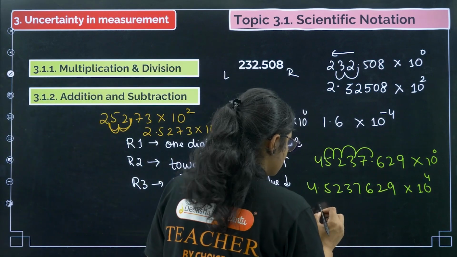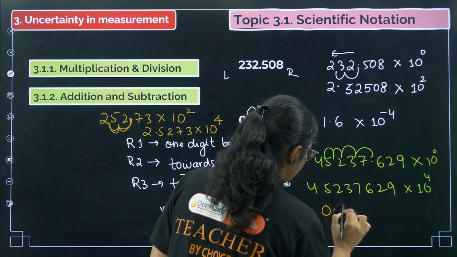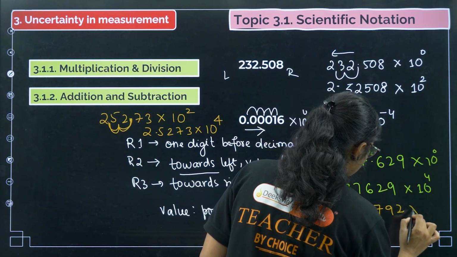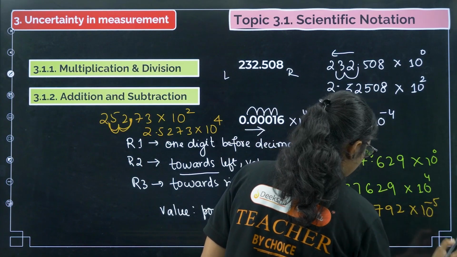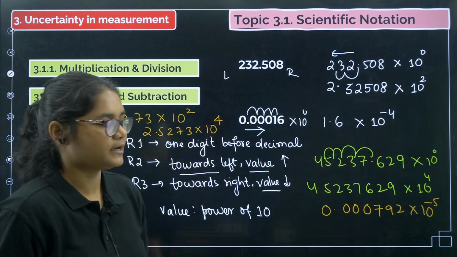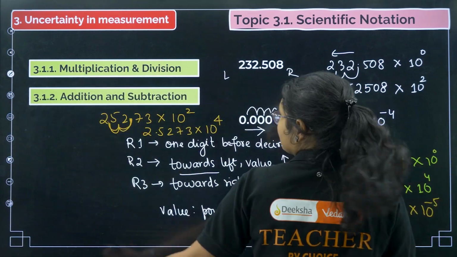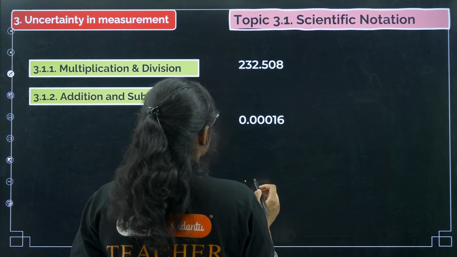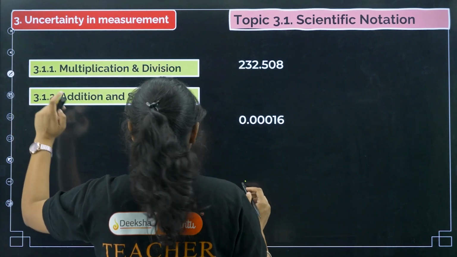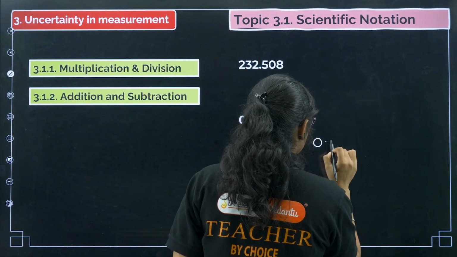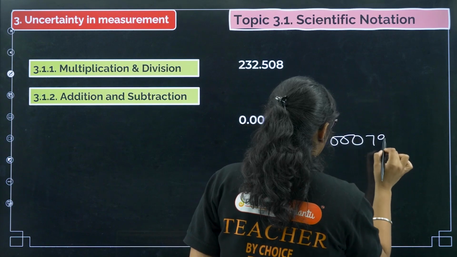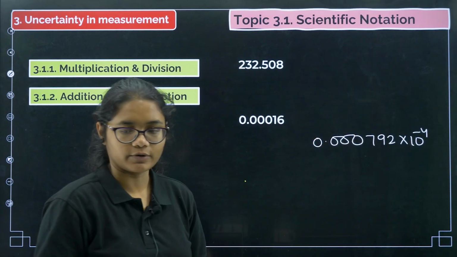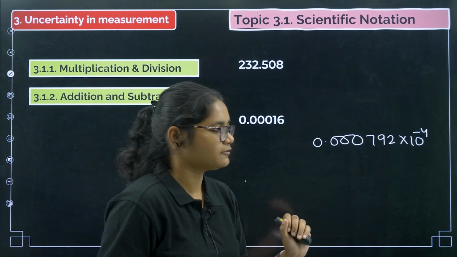Next one, suppose I have 0.000792 into 10 to the power of minus 5. Okay, here this is an important example. Let me solve it on the top. Yeah. So now suppose I have 0.000792 into 10 to the power of minus 4. Suppose this is there, and you need to write it in the scientific notation.